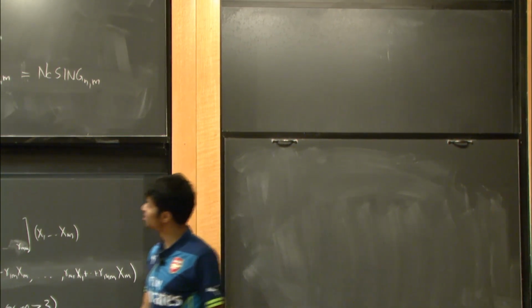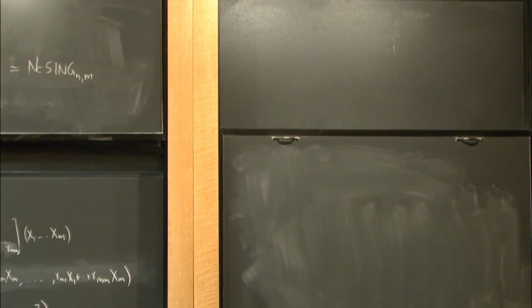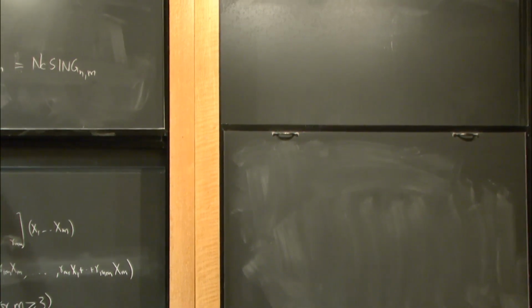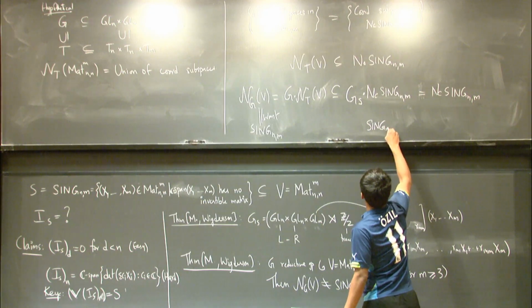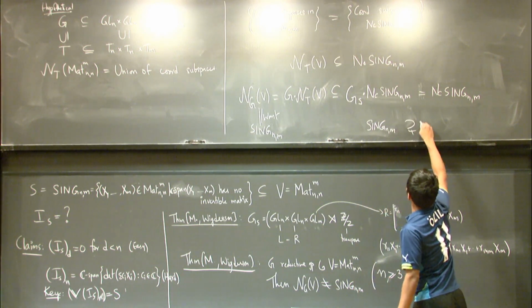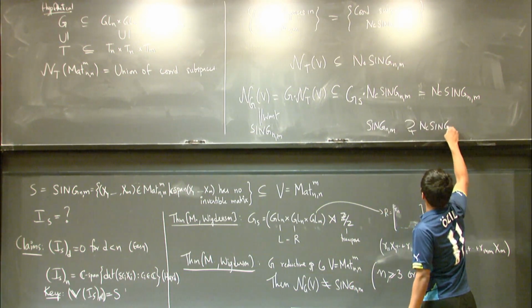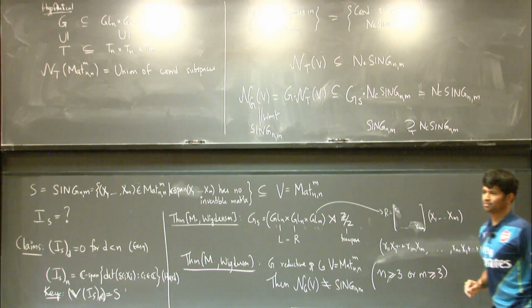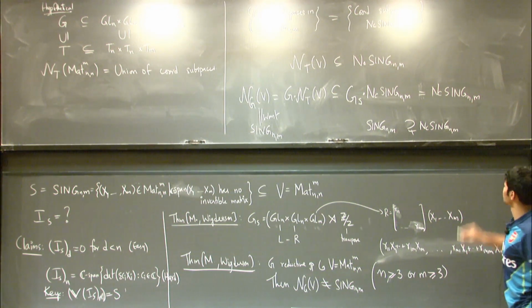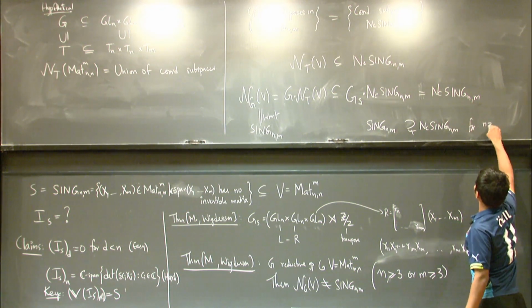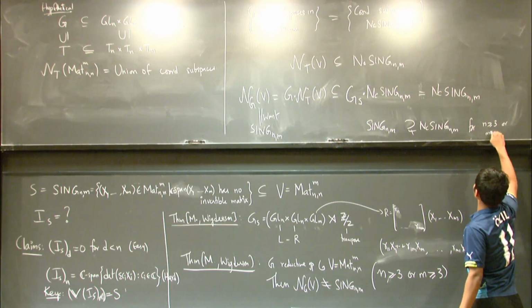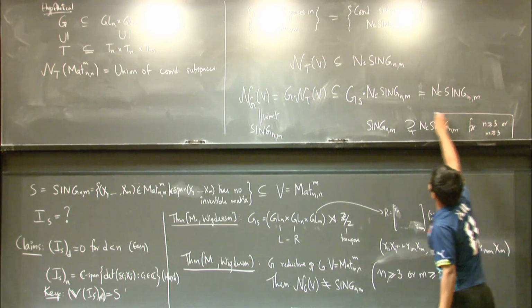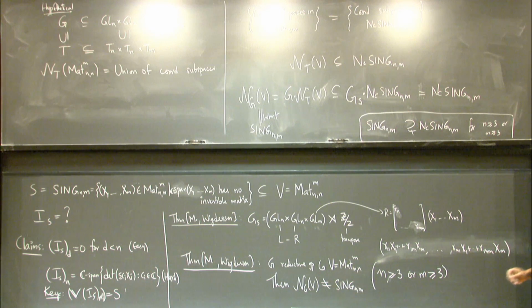You wrote the chain of containment. So how is this a counterexample? The contradiction is that I will show this for n greater than or equal to 3 or m greater than or equal to 3. This plus that is a contradiction.